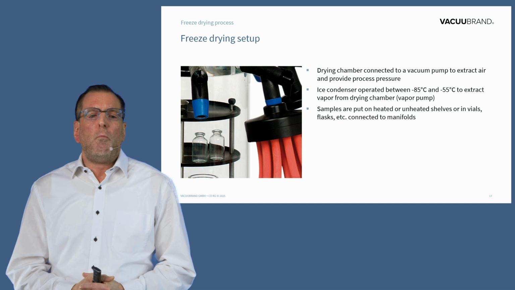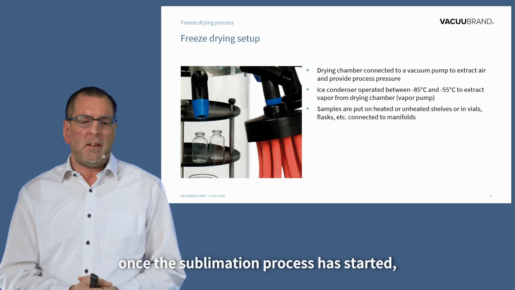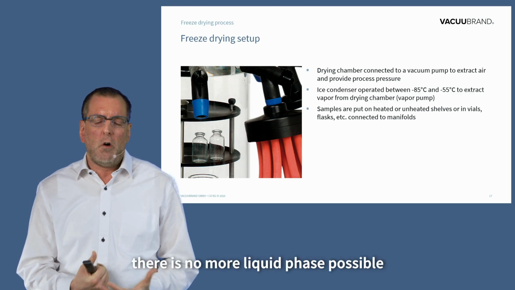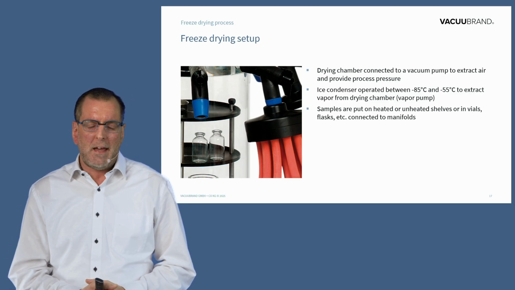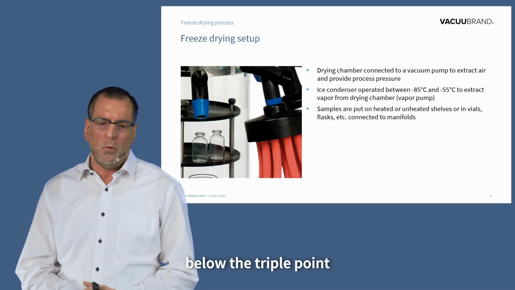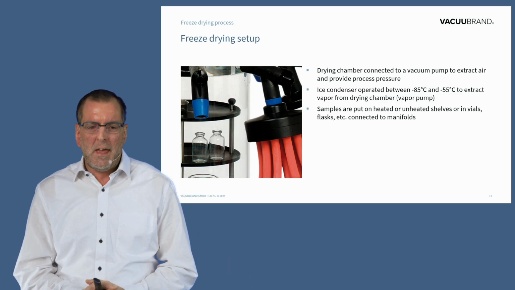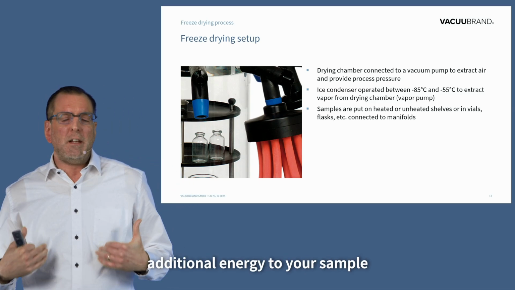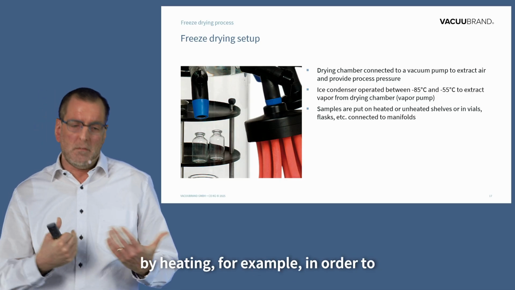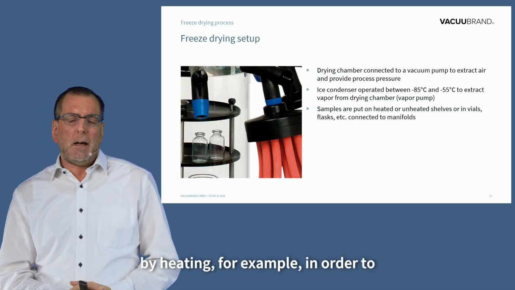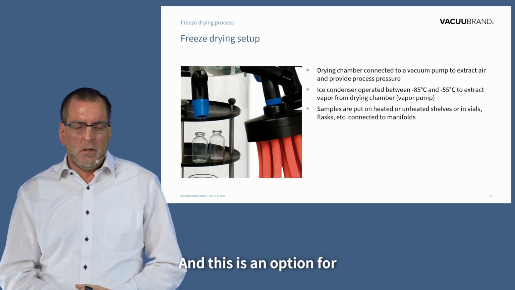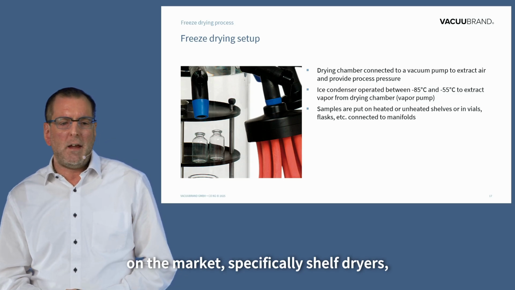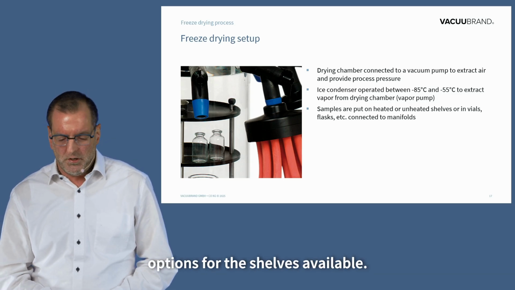In a freeze-drying system, once the sublimation process has started, as you have seen from the previous phase diagram of water, there is no more liquid phase possible as long as you remain below the triple point with your pressure condition. Therefore, within the freeze-drying process, you can even put additional energy into your sample by heating, for example, in order to speed up your process. And this is an option for many freeze-drying systems on the market, specifically shelf dryers, where heating options for the shelves are available.